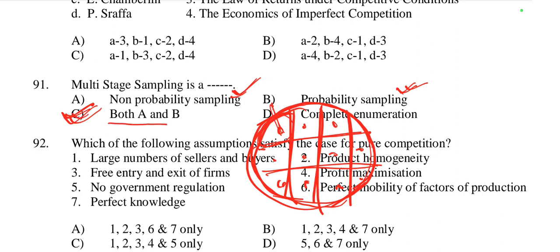So here the right option is option C, both A and B. When we divide the total country into different states, and from different states we choose the sample randomly, then it is called multi-stage sampling. So C is the right option. In multi-stage sampling, a population is divided into smaller groups in multiple steps to create a sample. For example, you can divide India into states and then select samples randomly from those districts. It is called multi-stage sampling.